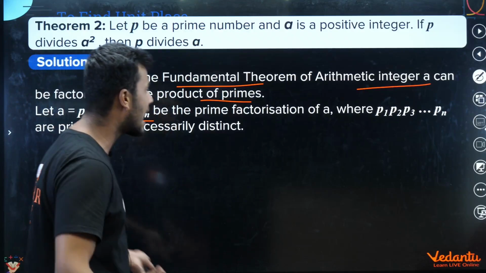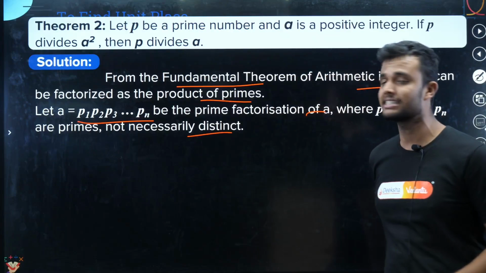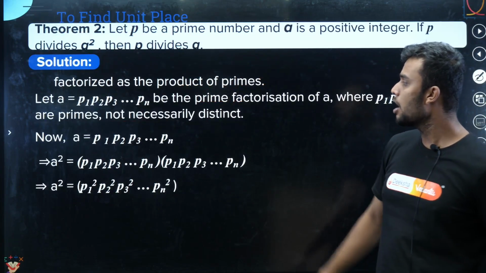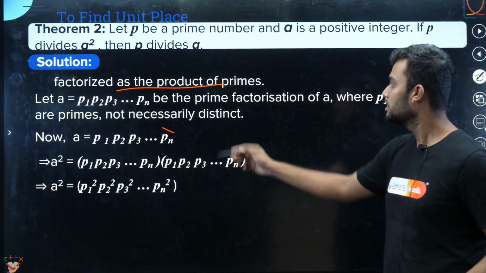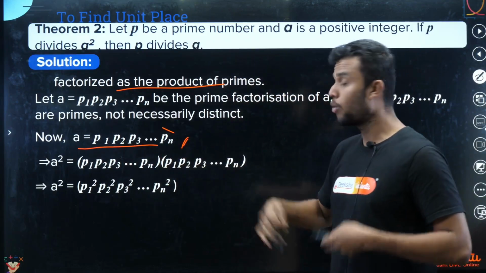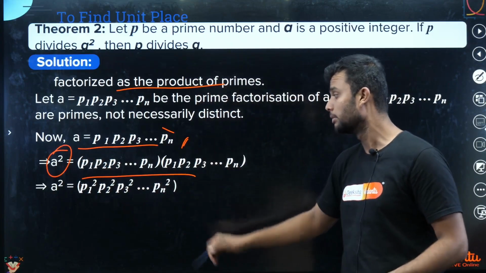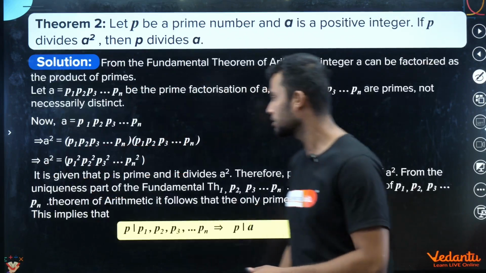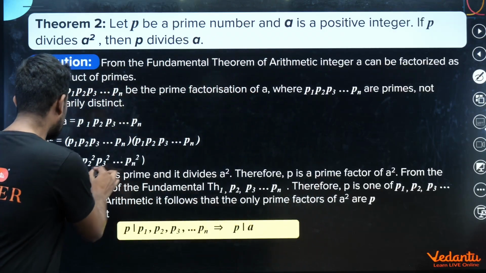Let's choose some prime factorization of A, where P1, P2 and so on are the primes, not necessarily distinct. Right, students? We already know the factorization as a product of primes. Then this is A, so what about A square? A square is nothing but multiplying both numbers. If we multiply, we get this A square value.